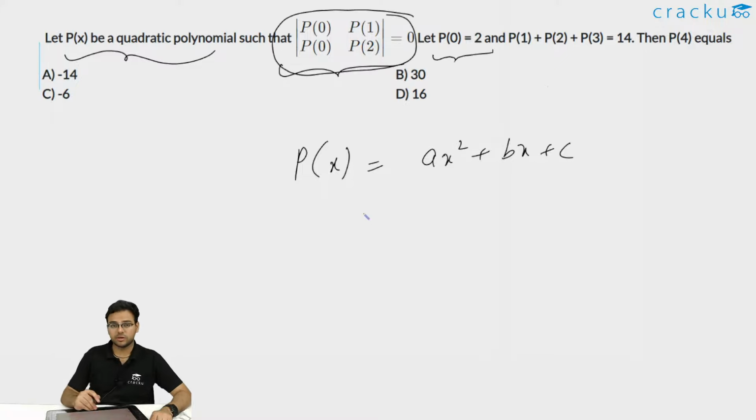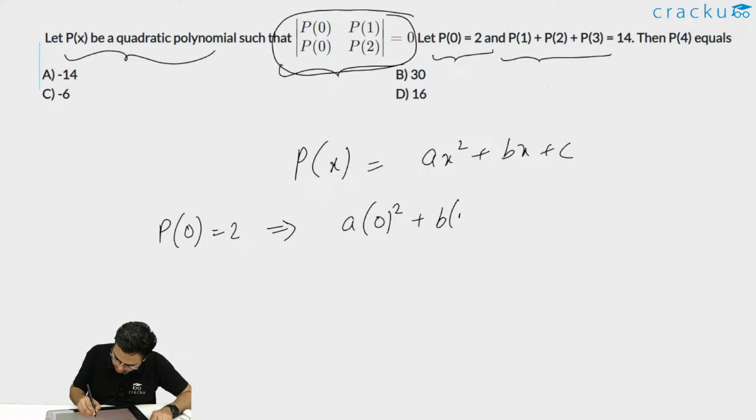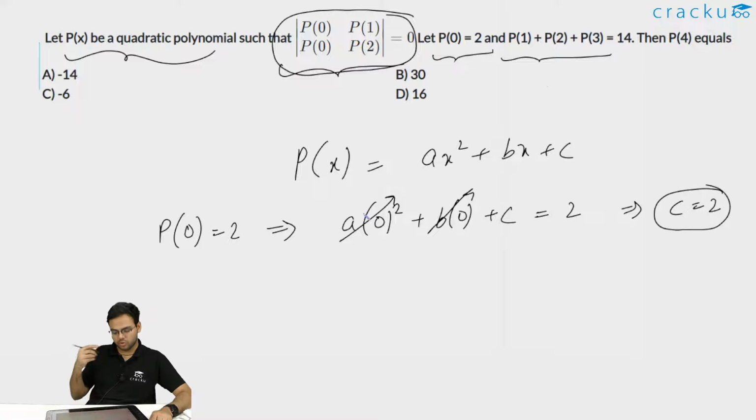Let P(0) equal 2. So it is giving the value of P(0) equal to 2, and P(1) + P(2) + P(3) is equal to 14. First of all, P(0) is equal to 2. This means I have to substitute the value of x equal to 0, and P(x) will be 2. So if I substitute a·0² + b·0 + c, this should be equal to 2. Now this is 0, this is 0, so 0 + c is equal to 2, so this implies c is equal to 2. So our equation is now ax² + bx + 2. We have calculated the value of c.